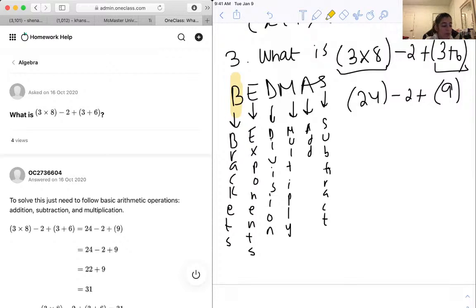We don't have exponents, we don't have anything left to divide, we don't have anything left to multiply. But we have addition and subtraction. So first we're going to add, because addition is first. So 9 plus 2, 24 bracket, minus 9 plus 2 is 11. And then we are left with that. So subtraction comes after. We are left with 13.